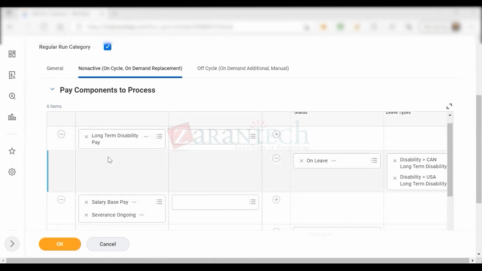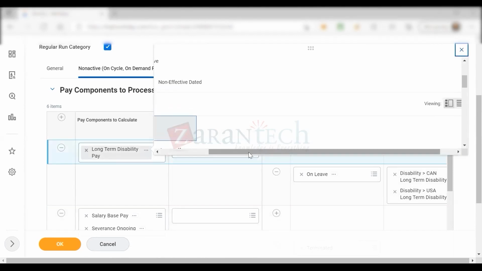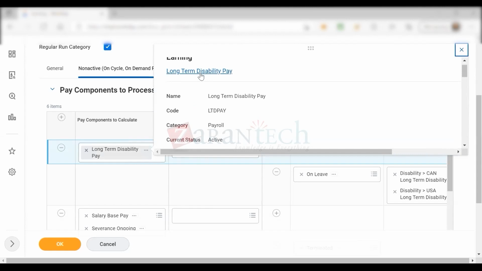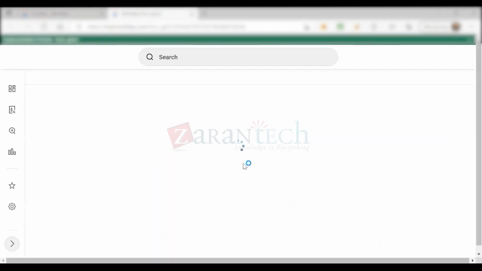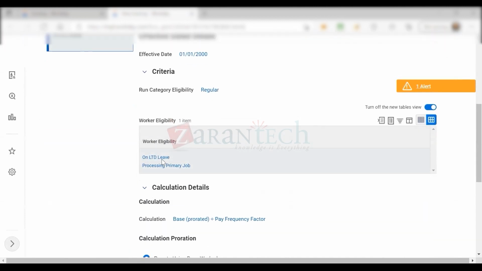I want long-term disability to be calculated when an employee is on long-term disability leave. And if I want to see this earning, let's pull this earning code. We will learn more about earning codes, but let's see what this earning code is calculating. Under the eligibility section, you can see that it should calculate or resolve this earning code only if the employee is on long-term disability leave.